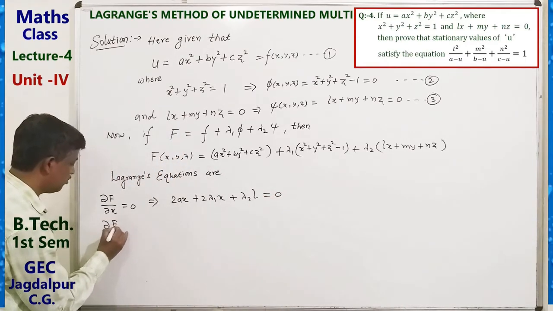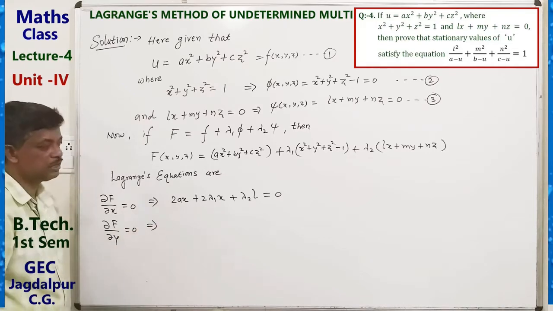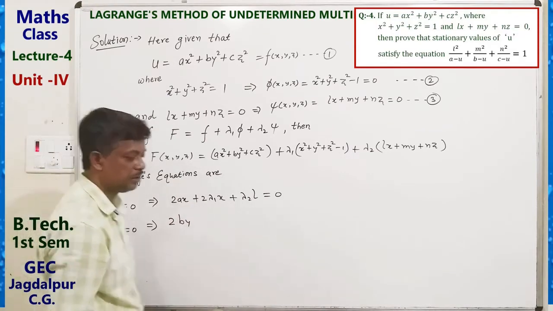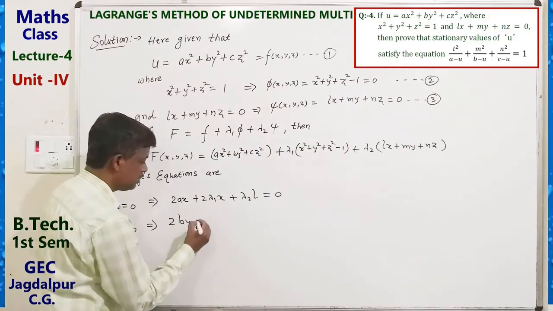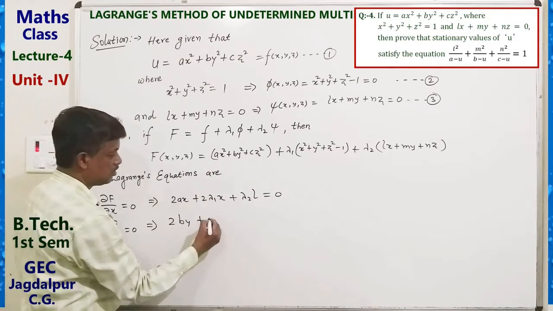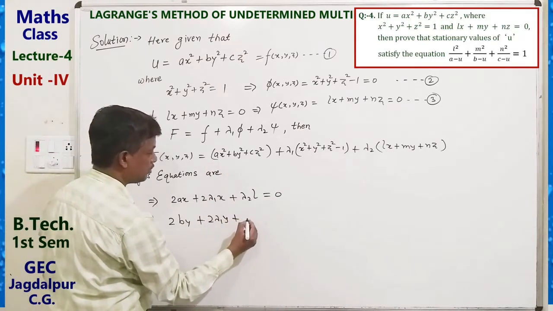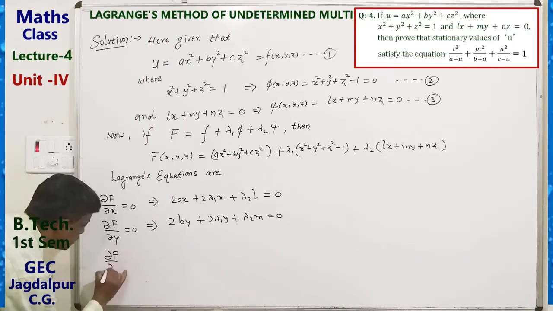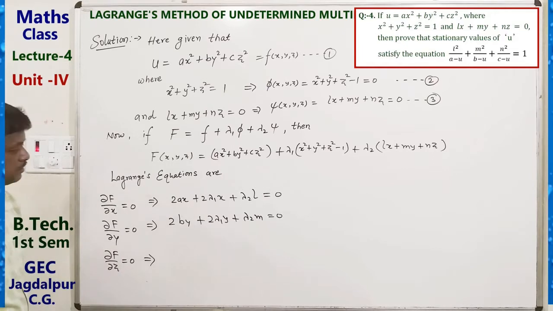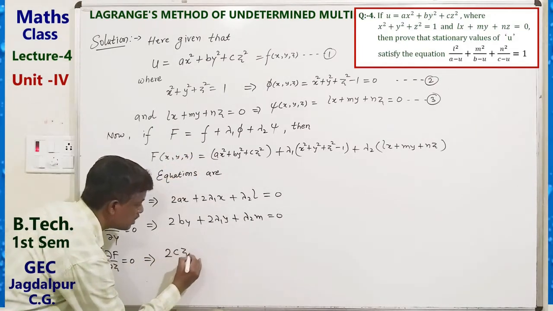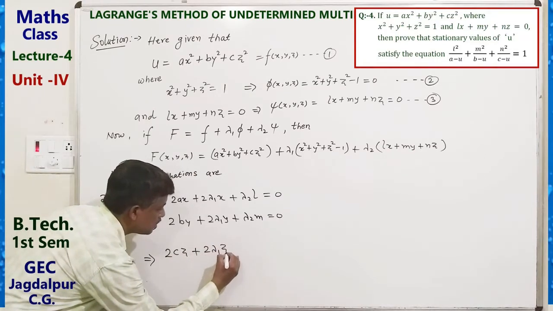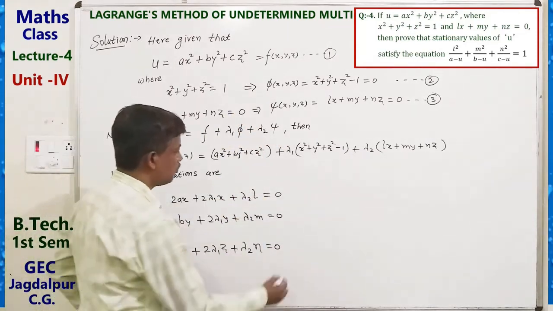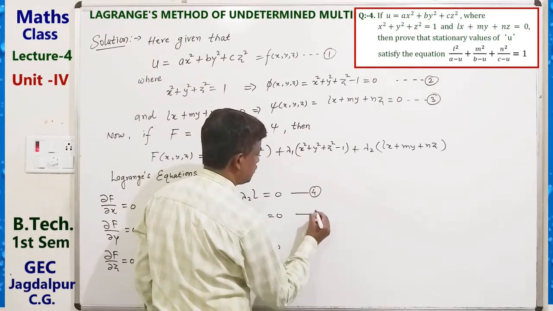Similarly, del F by del y equals 0. So we get 2by plus 2 lambda 1 y plus lambda 2 m equals 0. Similarly, del F by del z equals 0 implies 2cz plus 2 lambda 1 z plus lambda 2 n equals 0. So these are equations 4, 5, 6.